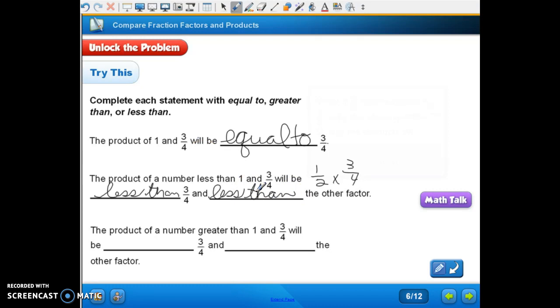The product of a number greater than 1, so this would be like our 4 times 3/4, will be what than 3/4? Go back and look at your picture of your last little number line. Is your final dot greater than 3/4? Mm-hmm. So greater than 3/4 and blank than that whole number factor. Is it less than? Less than.